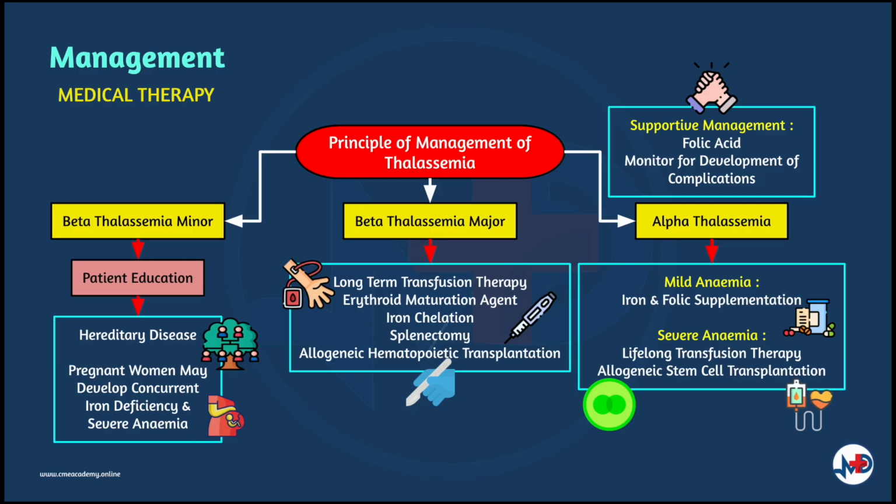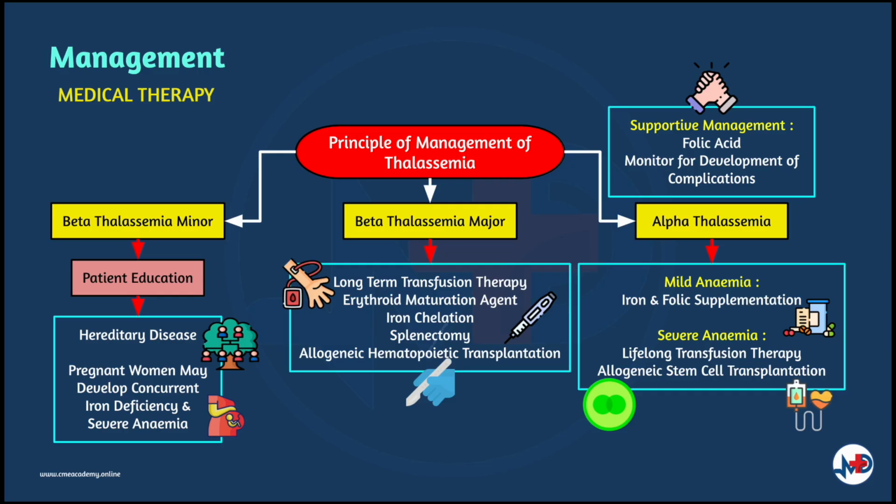Those with thalassemia major would need long-term transfusion therapy planned out, erythrocyte maturation agents, iron chelation, splenectomy, and allogenic hematopoietic transplantation later. Supportive measures, on the other hand, include folic acid replacement and monitoring for the development of any complications such as osteoporosis, bone fractures, poor dentition, pulmonary hypertension, heart failure, and aplastic crisis with parvovirus B19 infection.